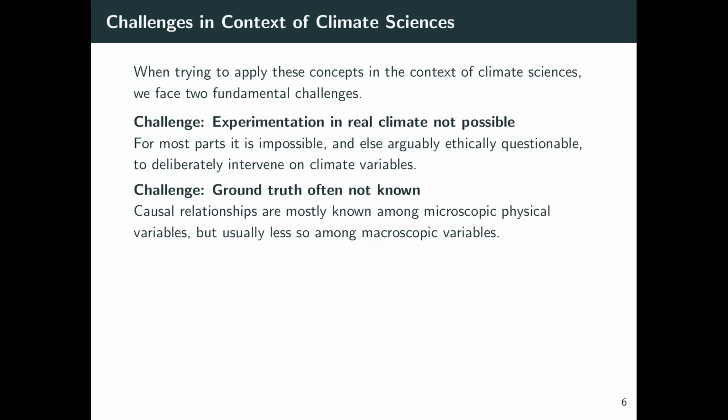Another challenge is that often the ground truth is not known. We do know ground truth, like the Navier-Stokes equations, on a very microscopic level, but our questions of interest are often among macroscopic variables, like sea ice extent and how that influences some other variable, or El Nino, or more aggregate quantities, or the biogeochemical cycles, where we have dynamics that are not that well understood.